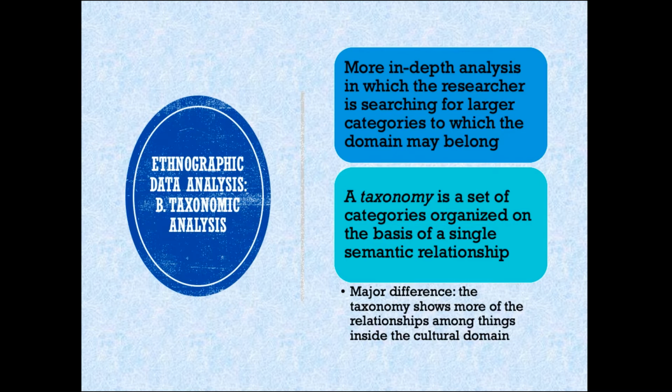So a taxonomy is a set of categories organized on the basis of a single semantic relationship. The major difference is that the taxonomy shows more of the relationships among things inside a cultural domain.